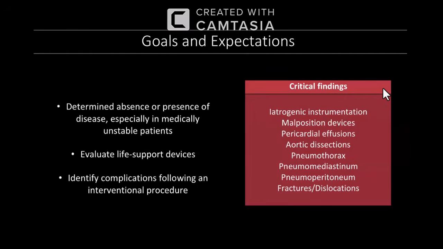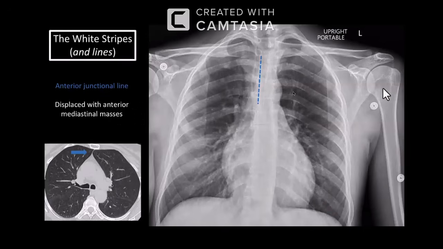So these are some of the critical findings that you should not miss, or you should report if you do see: iatrogenic instrumentation, malpositioning of device, pericardial effusions, aortic dissections, pneumothorax, pneumomediastinum, pneumoperitoneum, fractures and dislocations, especially involving the humerus and also ribs post CPR. So very important. Again, going back to some of the basics, some junctional lines.